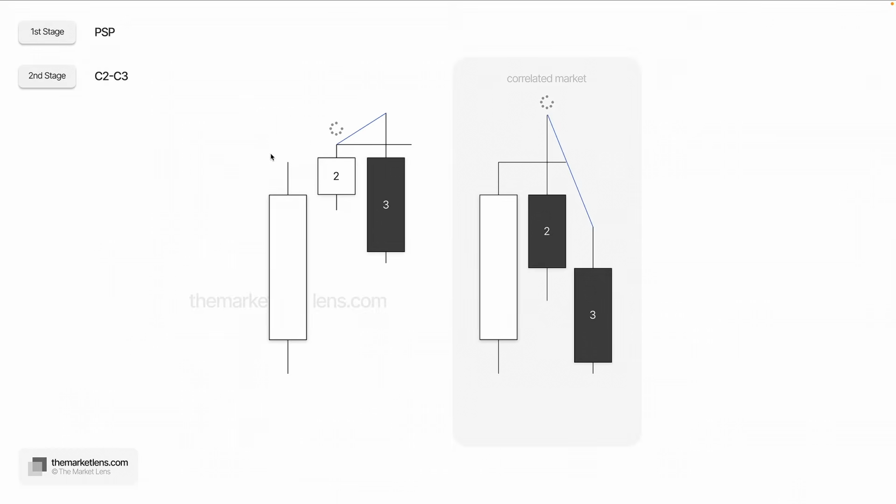Here is a two-stage PSP between candle 2 and candle 3. This is when an SMT between candle 2 and candle 3 confirms the PSP. So as you can see, the PSP forms first, and the SMT between candle 2 and candle 3 forms after. That is what confirms the PSP. This is when we look to trade candle 3 lower, or a candle 2 reversal into expansion.